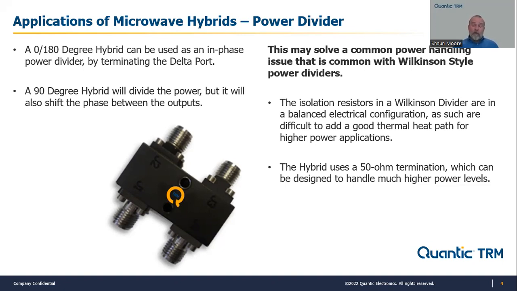And if you don't have the requirement of having to maintain equal phase in a power divider application, a 90-degree hybrid, again, from a power standpoint, very often can be a great solution to solving a thermal problem with a Wilkinson style power divider.